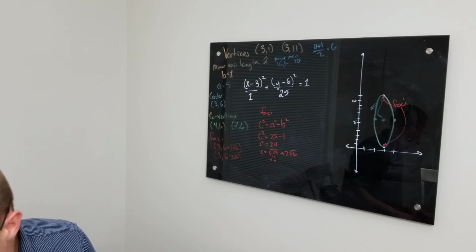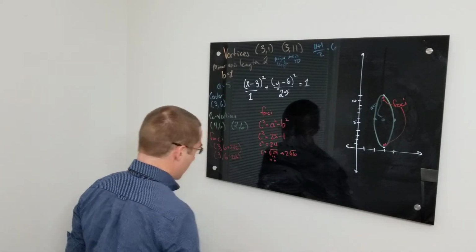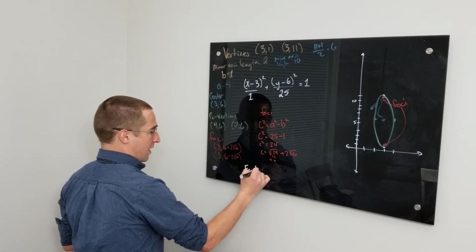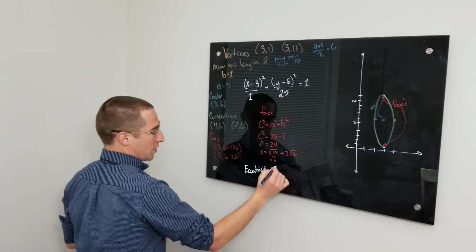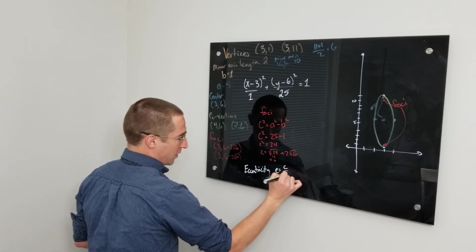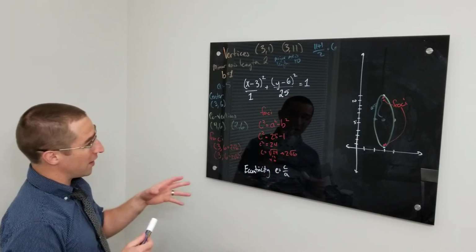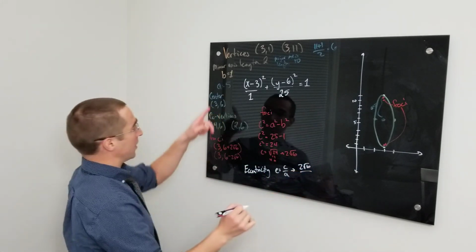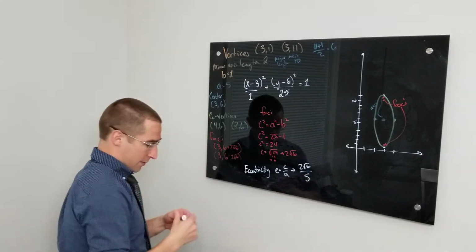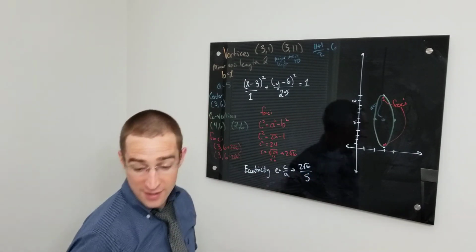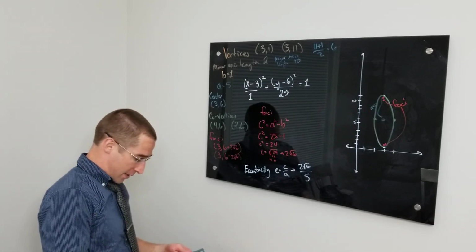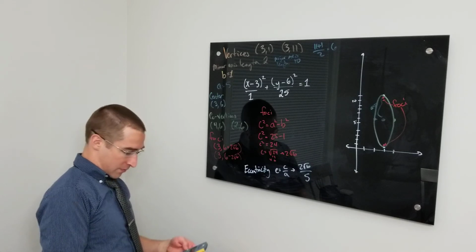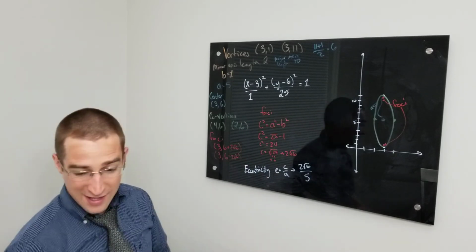Okay, last thing, eccentricity. Lastly, we've got to find the eccentricity, which is e equals c over a. The c value is 2 root 6. The a value is 5. And that's just what our eccentricity is. It's 2 root 6 over 5. Because 2 square root of 6 divided by 5 is about 0.9797.